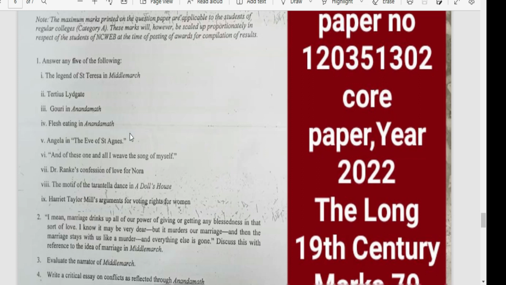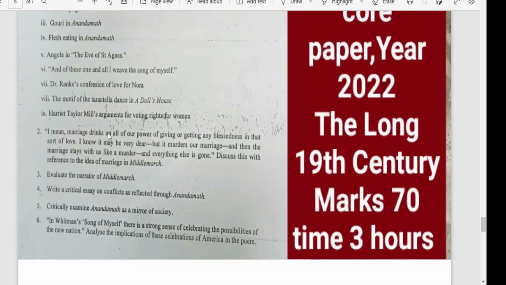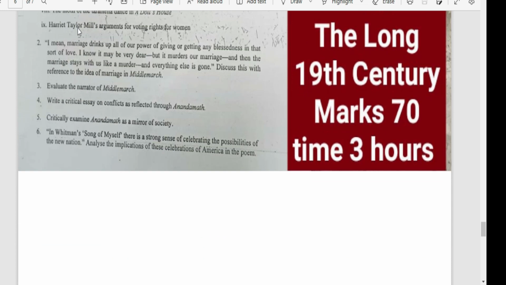So, the legend of Saint Teresa in Middlemarch, Tertius Lydgate, Gauri in Anandamath, Flash Evening in Anandamath, Angela in The Eve of St. Agnes, and of these one and all, I wave the Song of Myself. Dr. Rank's confession of love for Nora, the motif of the Tarantella dance in A Doll's House, Harriet Taylor Mill's argument for voting rights for women.